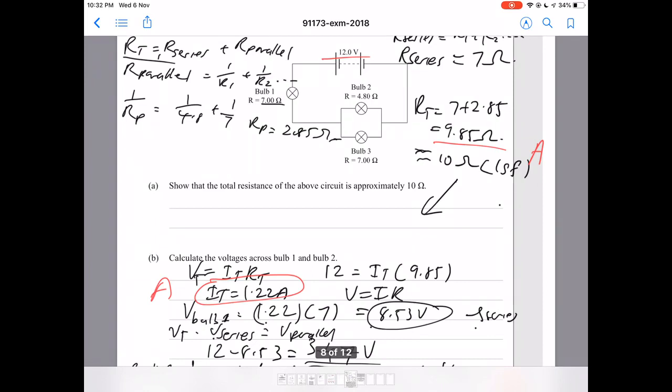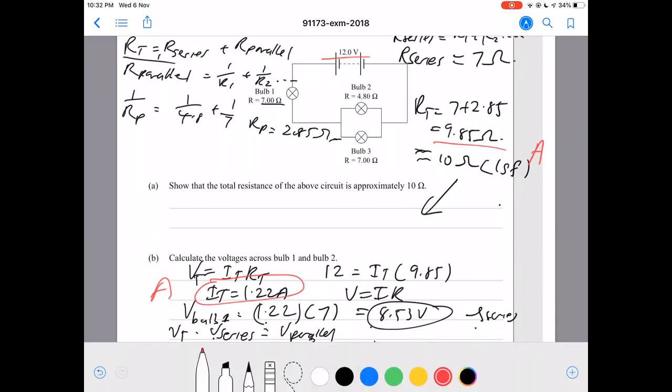So basically, we're going to have our I total. Our I total is going to flow from the battery. And once it gets here, it's going to split. So there's going to be I1 going to bulb 2 and then I2 going to bulb 3. This I1 and I2 are not the same.